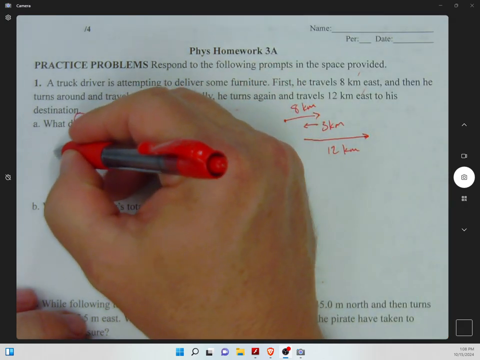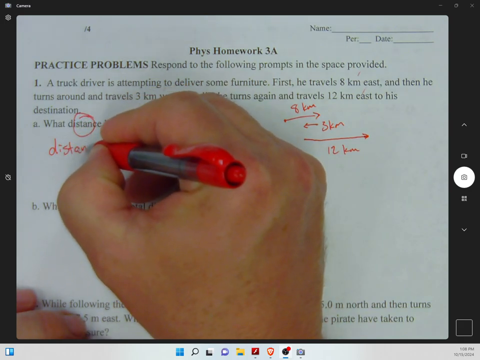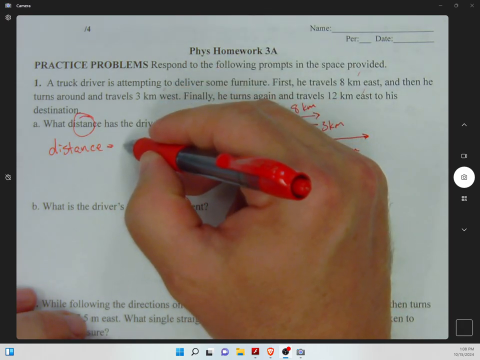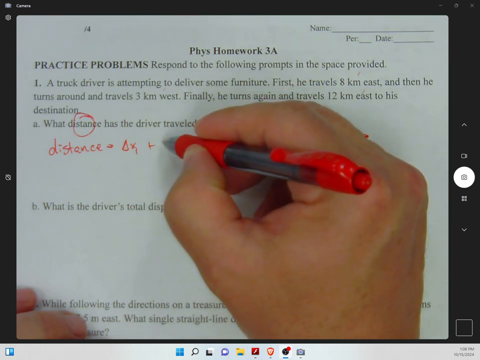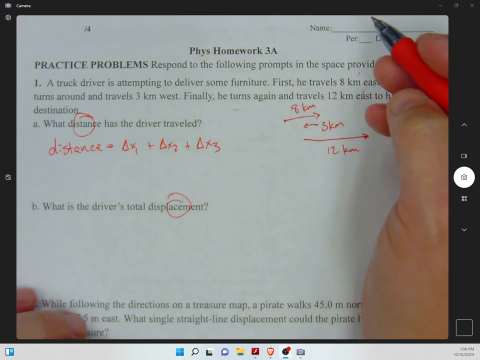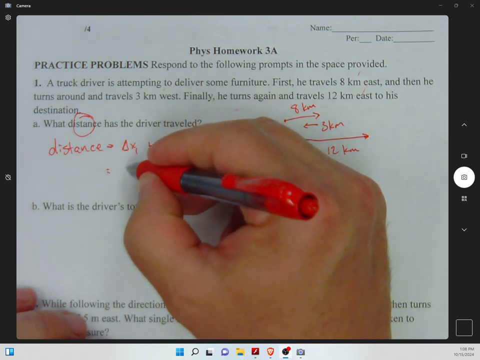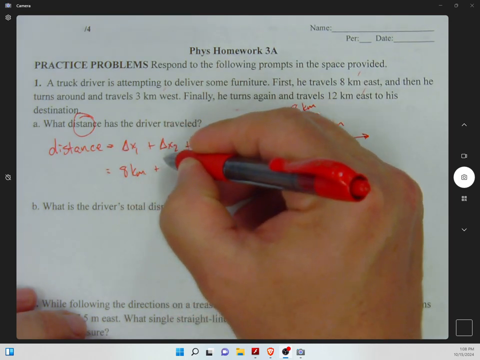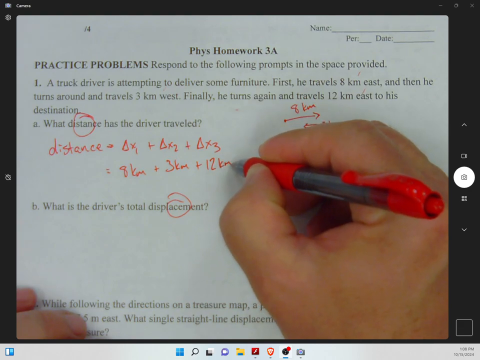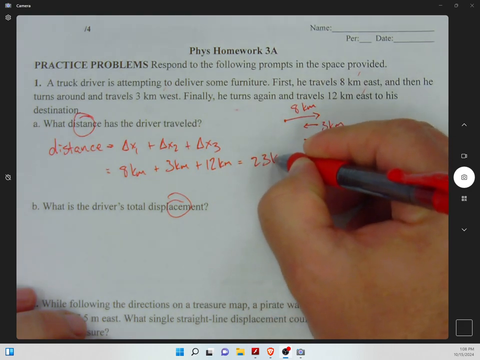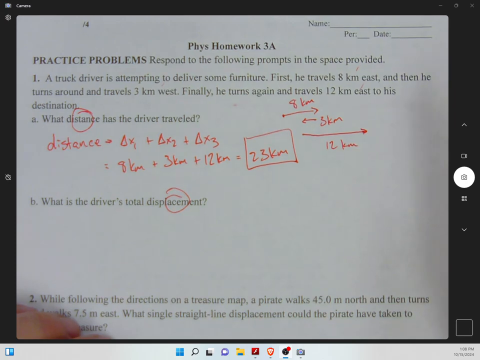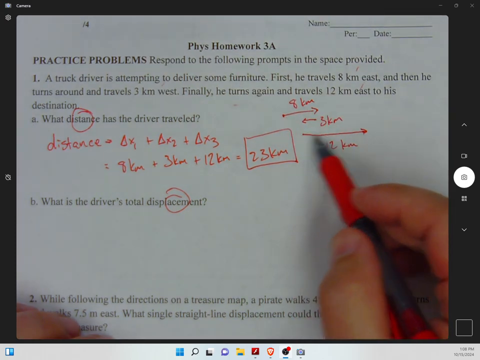So when I go calculate the distance, I am simply going to get my first leg plus the second leg plus the third leg, and then I'm done. So that's going to be 8 kilometers plus 3 kilometers plus 12 kilometers, and that ends up being 23 kilometers. So it's just a scalar, right? Just distance traveled. The 8 plus the 3 plus the 12.